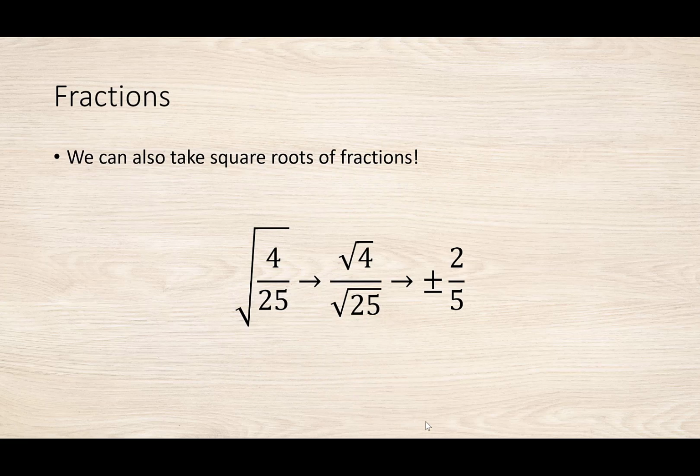We can also take the square root of fractions. So if I have the square root of 4 over 25, I can take that fraction and that square root and break it into two separate square roots in the fraction. So I can have the square root of 4 over the square root of 25, and then take the square root of 4, which is plus or minus 2, and then the square root of 25, which is plus or minus 5. And so the square root of 4/25 is plus or minus 2/5.